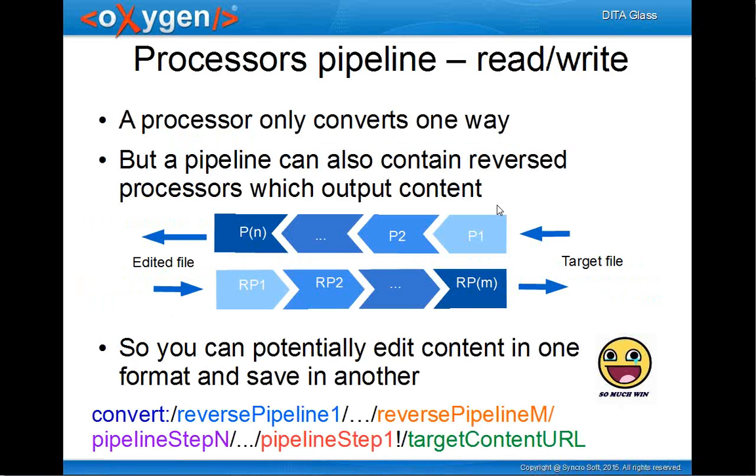A processor or a module in the pipeline is very simple and it only goes one way. But we also conceived the possibility that somebody might want to edit the converted format and then save it to the original. So we also conceived a way in which these URLs could have pipelines which go the other way, through which they could edit the content in Oxygen, for example, save it, and then have the content automatically be modified and converted to the original file format.